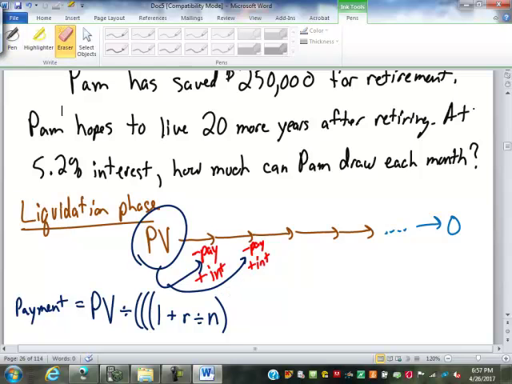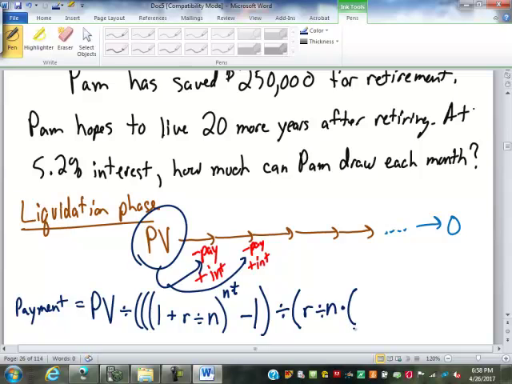To the power of N times T again, minus 1, close parentheses, divided by, still, open parentheses, R divided by N, and here's where it gets different. I'm not going to close the parentheses here.